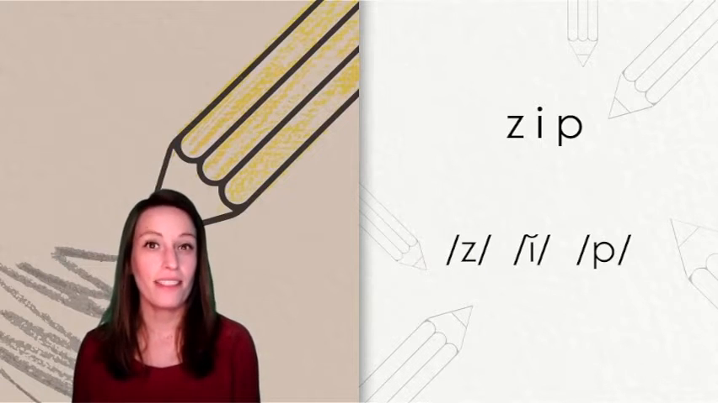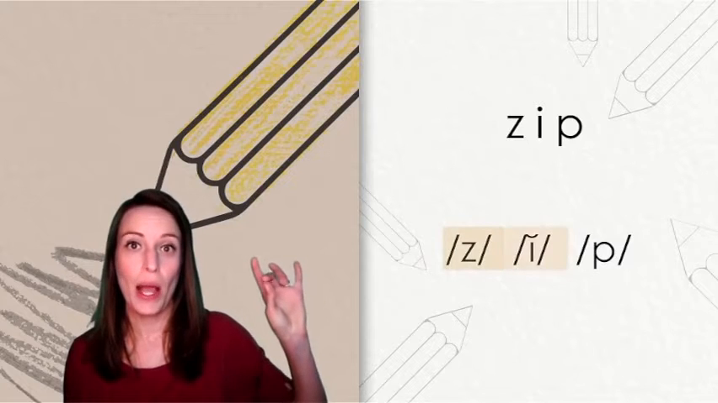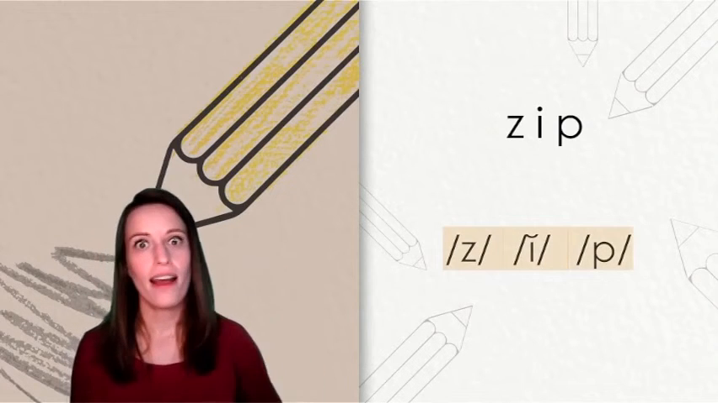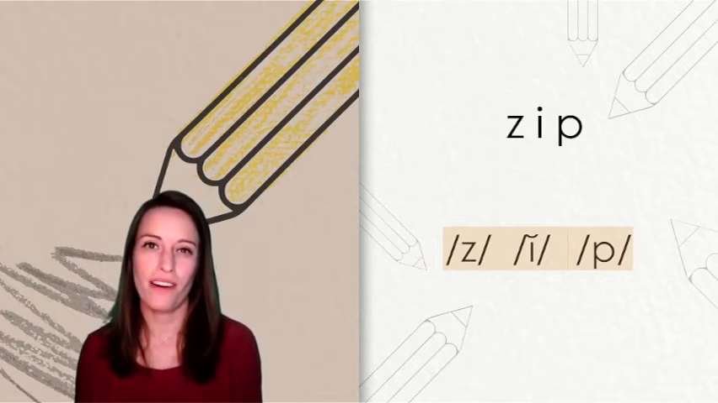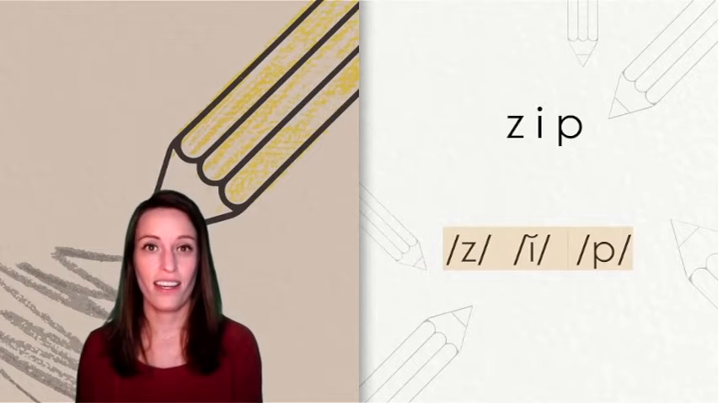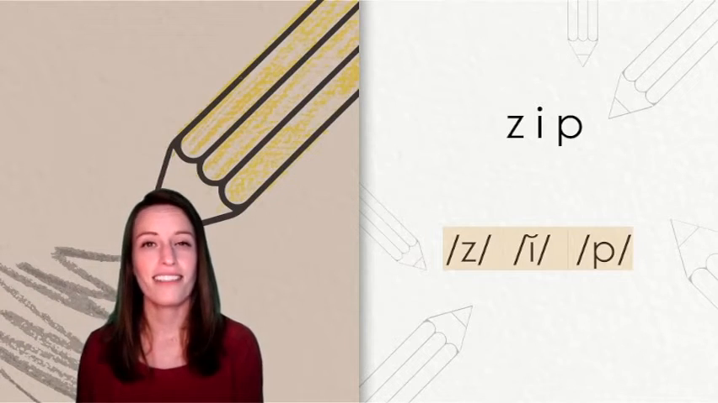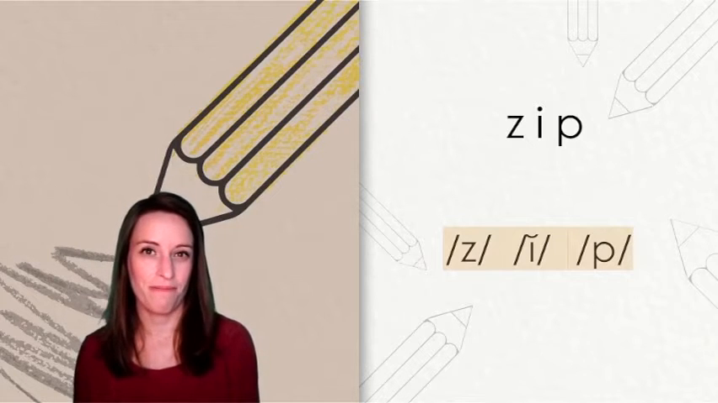Let's tap out the sounds in this word together. Z, i, p. Zip. Nice job. Now, let's write this word on your piece of paper. Start with the letter z. Across, slant in, and across on the bottom line.